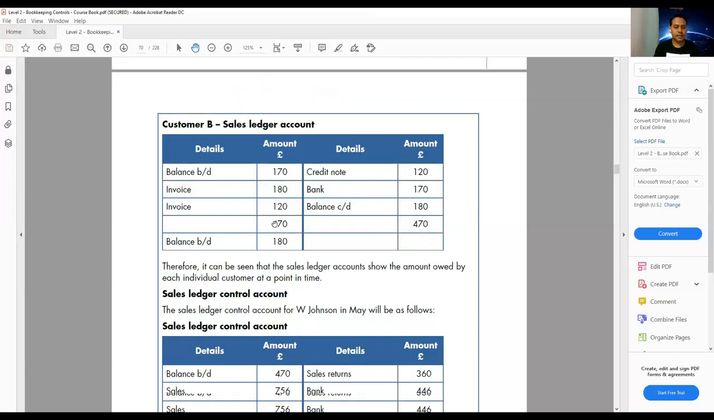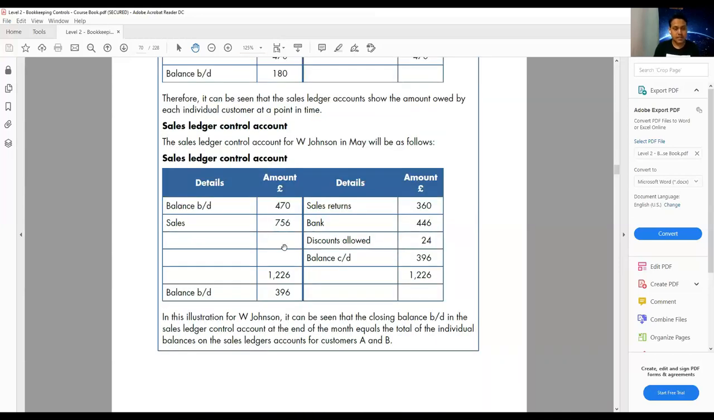You can see this one, total sales, 756. Sales return, we have 360. Bank, 446. Discount allowed, 24. And the balance c/d is 396. Now this balance has to be equal to the balance we have from our sales ledger. So if I have two customers and I add the two balances, it's supposed to be equal to the balance of the sales ledger control.